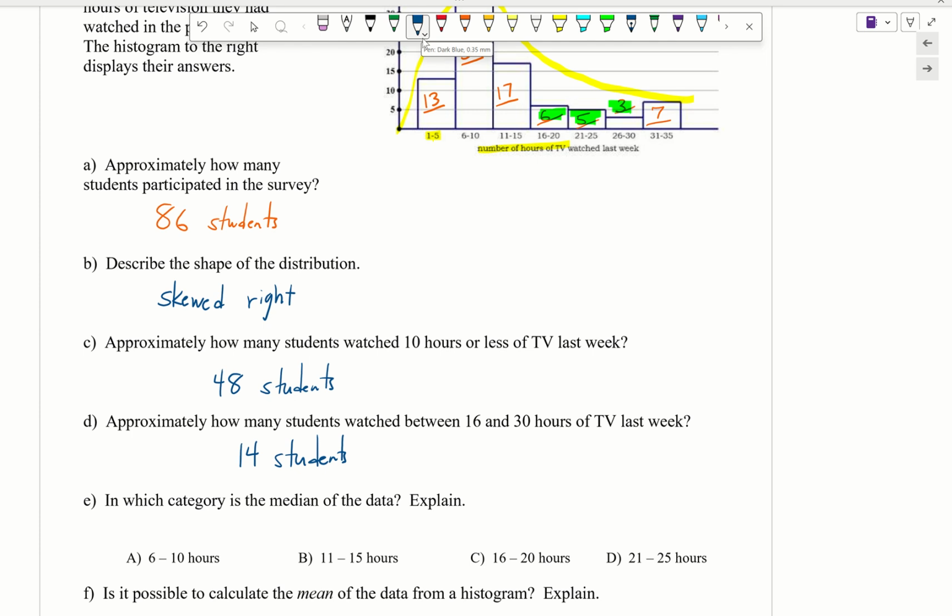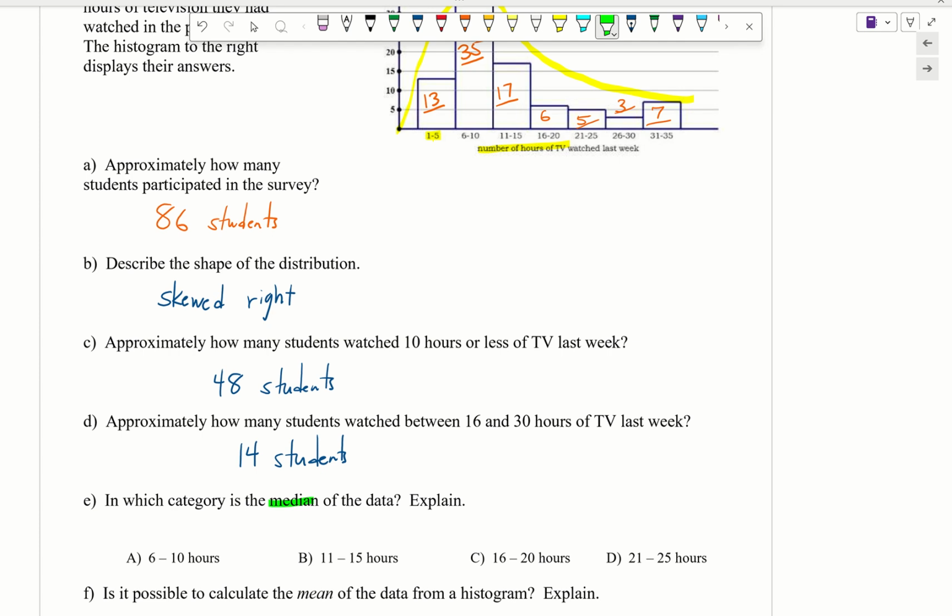All right. Now, the next question's going to be a little trickier to answer. And again, this goes back to an idea we talked about in 6.1 with medians. So in which category is the median of the data? Well, to answer this, we need to make sure that we understand that when we're talking about median, we're looking for the middle number, or the middle piece of data when the data is ordered from smallest to largest.